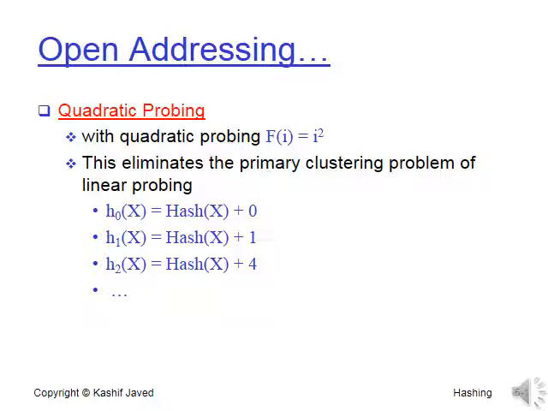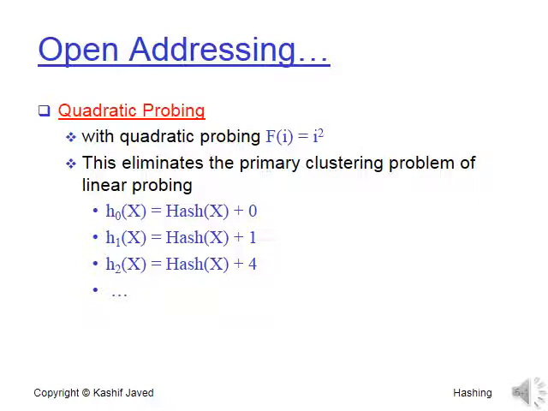h_i(x) equals hash(x) plus i squared, where i equals 0 in the first sequence. For the second sequence, i equals 1. For the third sequence, i equals 2, and so on.